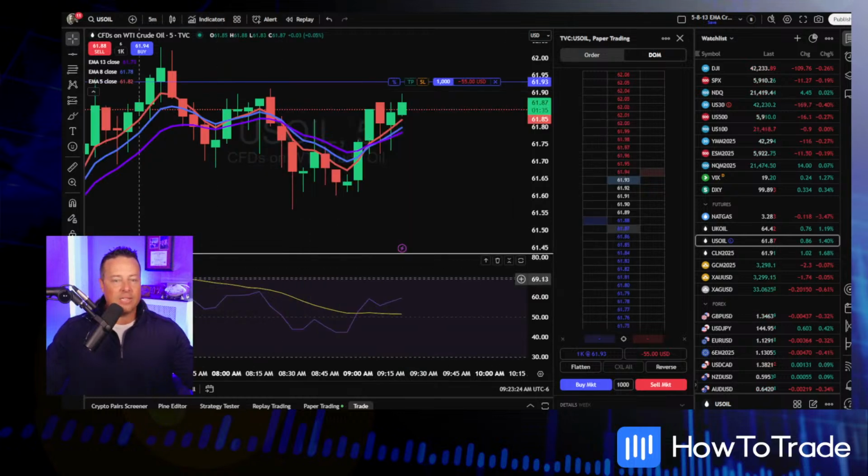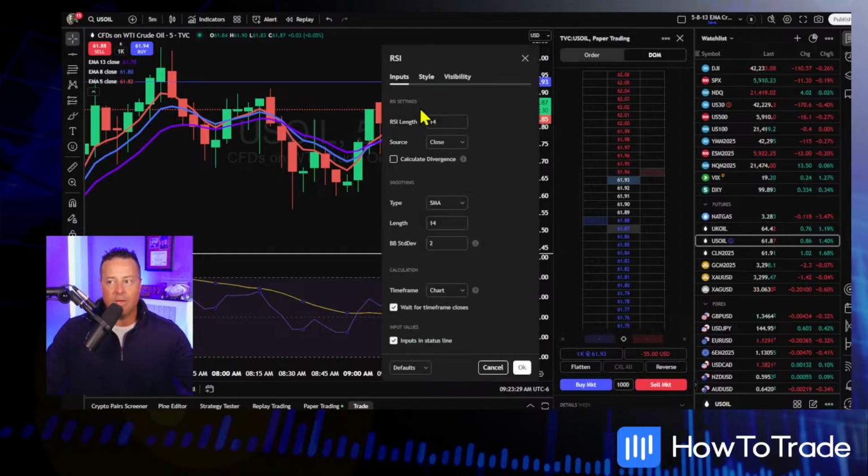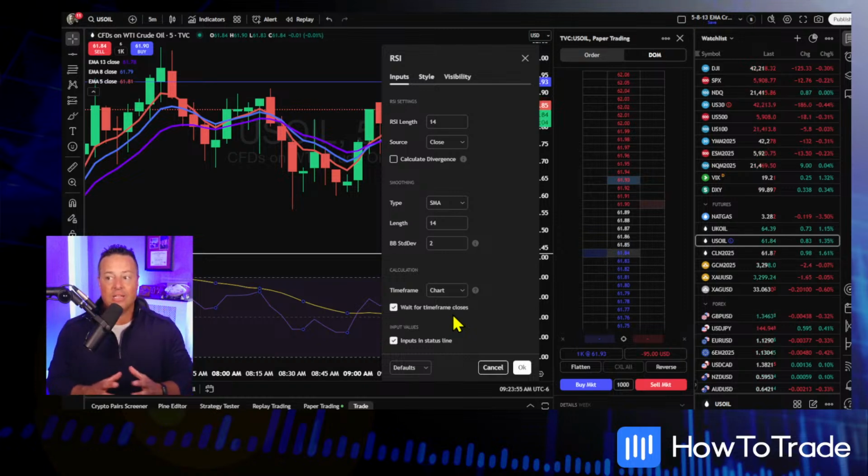Now you'll notice that you can't really see the settings, so I'm going to show you the settings right now because it's behind my picture, but this is easy. We're going to keep all the factory settings, meaning the RSI length is 14, the source is the close. We're not going to think about smoothing. We're not going to worry about time frame calculations. We're going to wait for the time frame to close. That means we're going to get a fresh RSI reading at the end of every bar. That's what we're looking for as scalpers. Remember, our entry is going to be on a bar close. So we need to have our RSI dialed in and ready to rock on a bar close as well. That's about all there is to it.